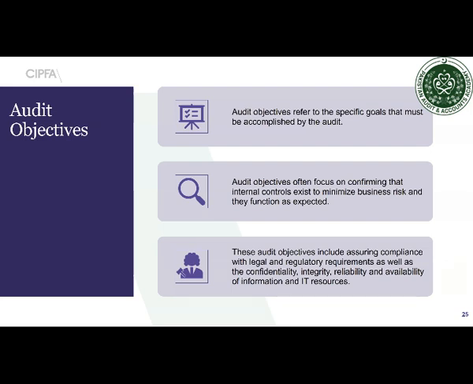statement or assertion. We have to say either we met or we didn't meet accuracy or completeness or confidentiality and security. These audit objectives include assuring compliance with legal and regulatory requirements, as well as confidentiality, integrity, reliability. On IT, we talked about those three being really very important: confidentiality, integrity, and availability of the data or information. Any questions so far?